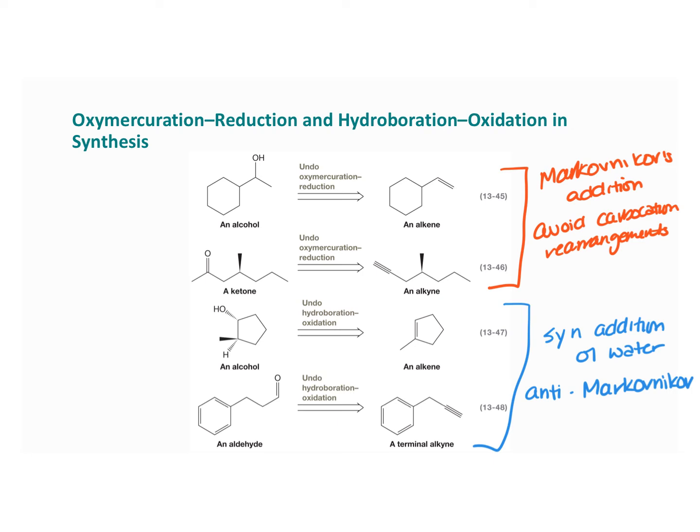But we end up with, so one of these gives us a Markovnikov addition, and then one gives us an anti-Markovnikov addition. And so depending on how you need that addition to happen, you would choose these different pathways, okay, to add the functional group of either an alcohol or a ketone or an aldehyde.